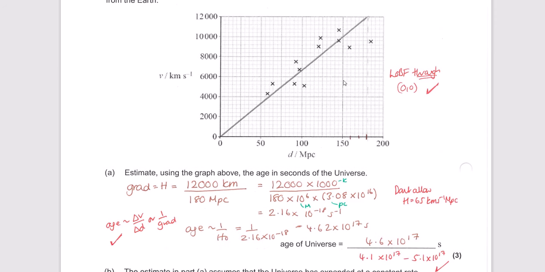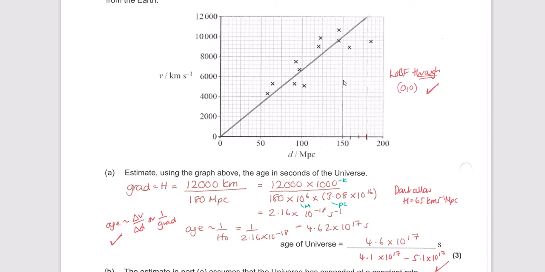You have to draw a line of best fit, and it should go through the origin because a galaxy that's not moving away from us is not far from us. So it should go through 0, 0. You will not get your line of best fit mark if it doesn't. And then you're going to work out your gradient, which will be a different number to mine.